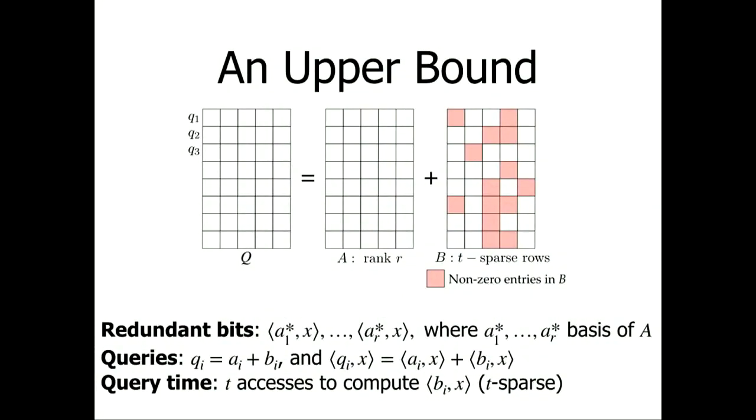This sum of q_i equal to a_i plus b_i you get from just the decomposition. Since we already, from the redundant bits, know the inner product of a_i with x because we have stored the inner product with all the vectors in the basis. And to compute b_i times x, all you need to do is make t accesses because it's a t-sparse vector. Okay. So this tells you that.